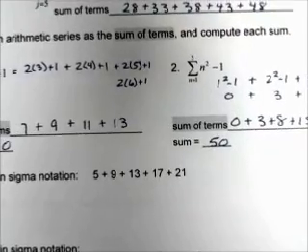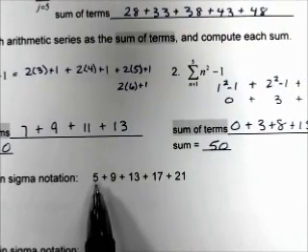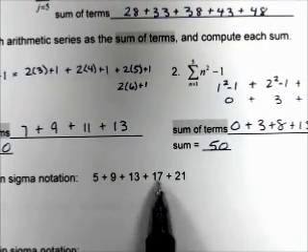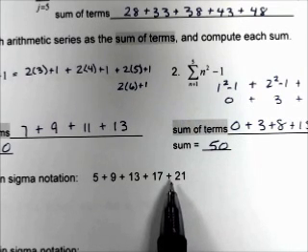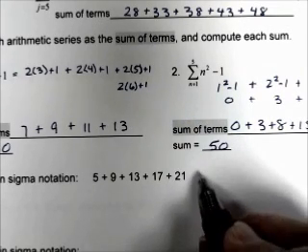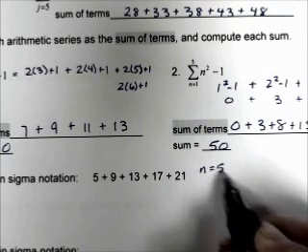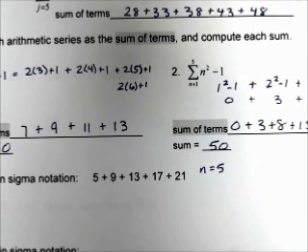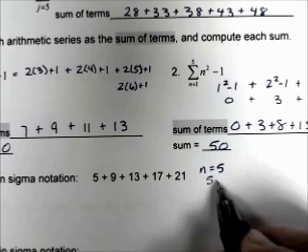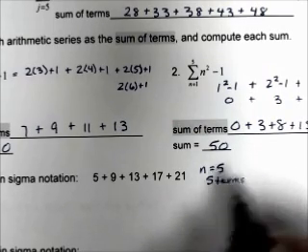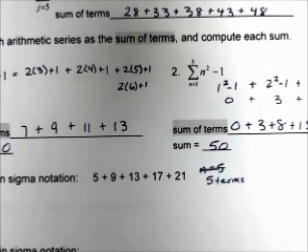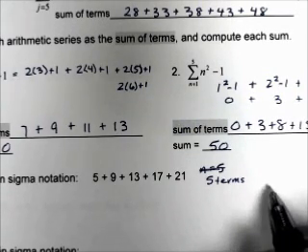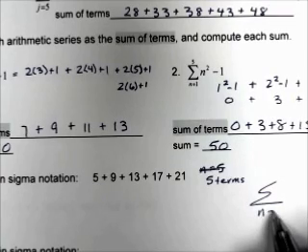Next, we want to write in sigma notation. Okay. Well, how many terms do we have here? 1, 2, 3, 4, 5. We have 5 terms in this series. So n equals 5. So our upper bound would be 5 terms. We cross off n equals 5 and just say we have 5 terms. So our upper bound is 5. So we'll be going from 1 to 5.